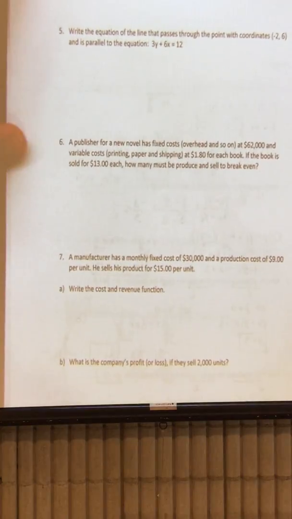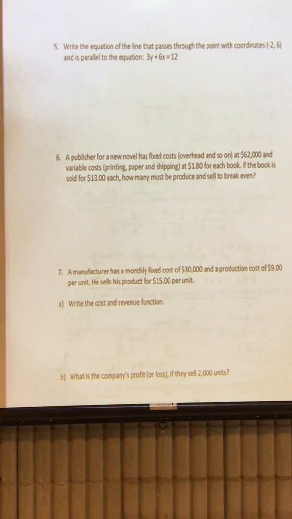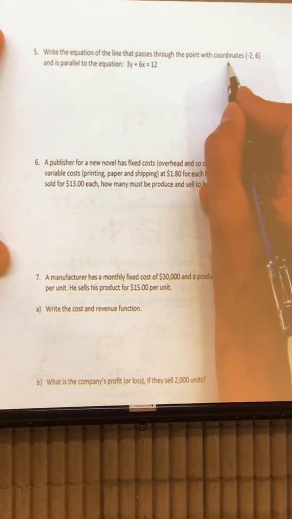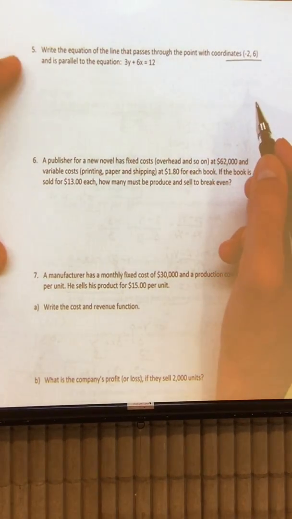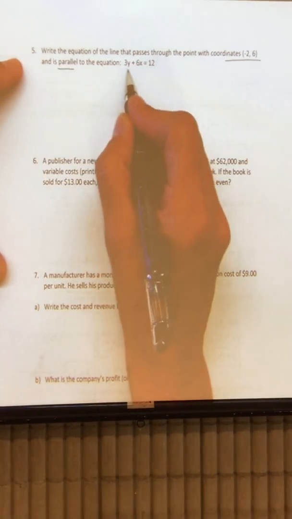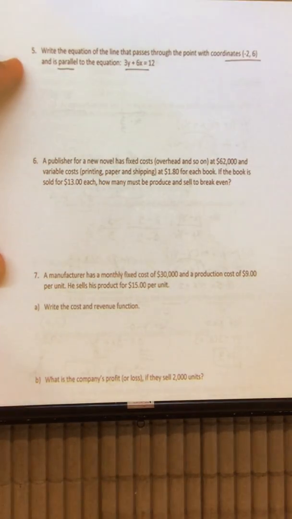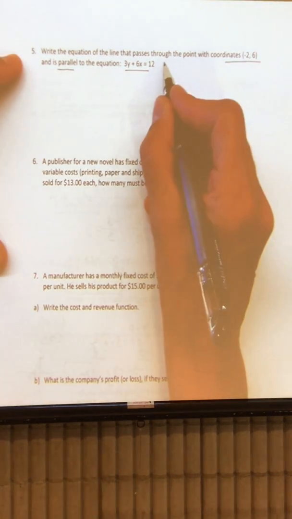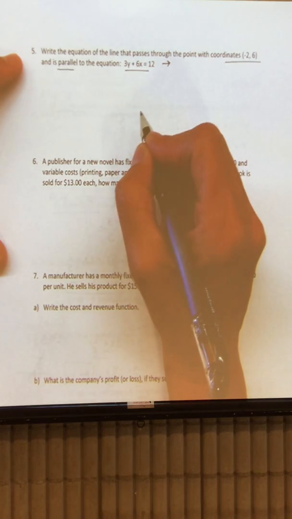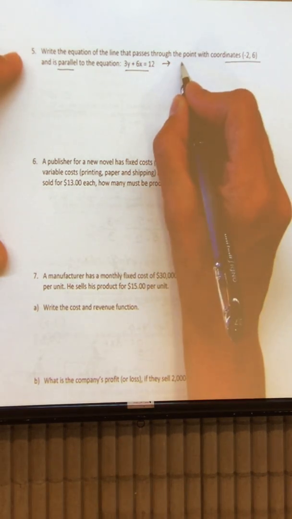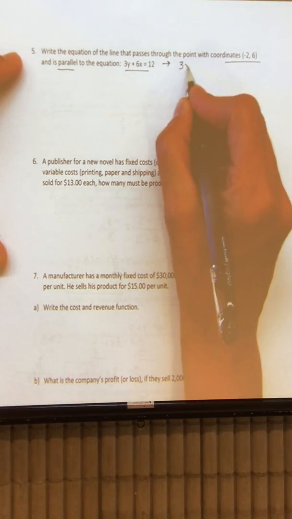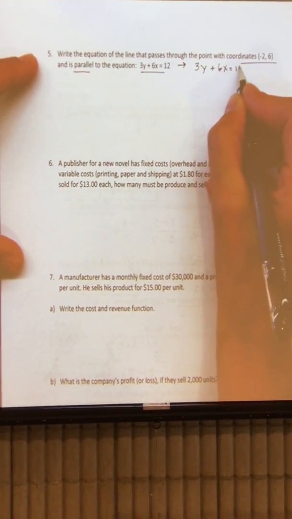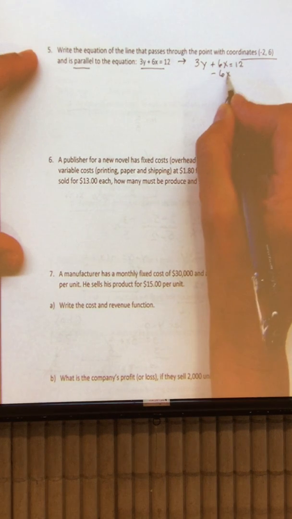Number 5, write the equation of the line that passes through the point with the coordinates negative 2, 6, and is parallel to that equation. Remember that parallel lines have the same slope. So let's first find out what the slope of this line is. So you need to solve for y. So you have 3y plus 6x equals 12. Subtract 6x from both sides.